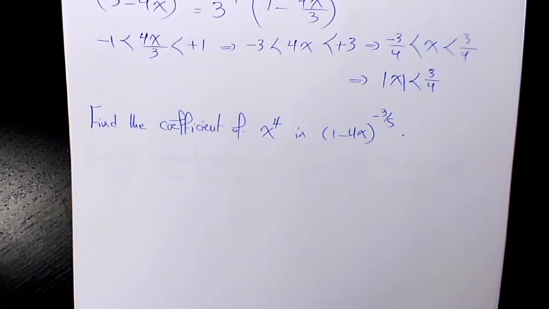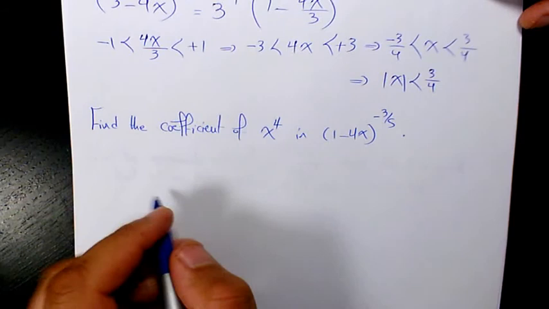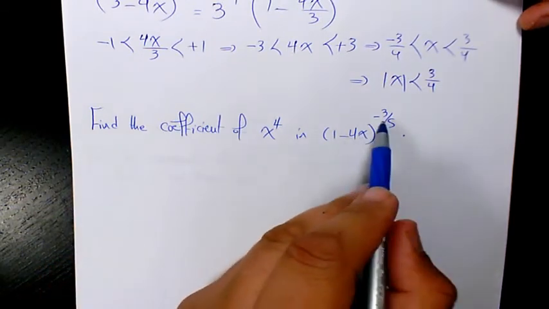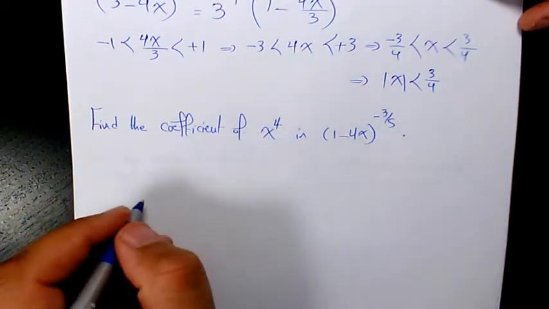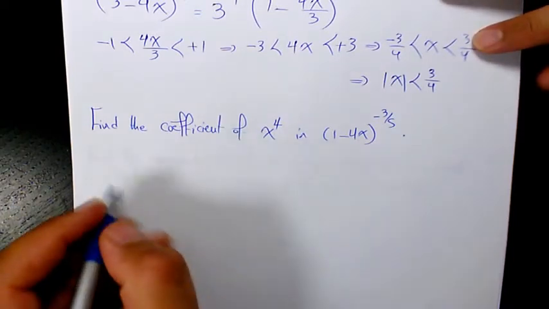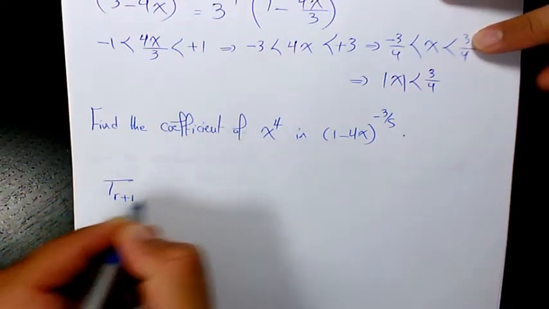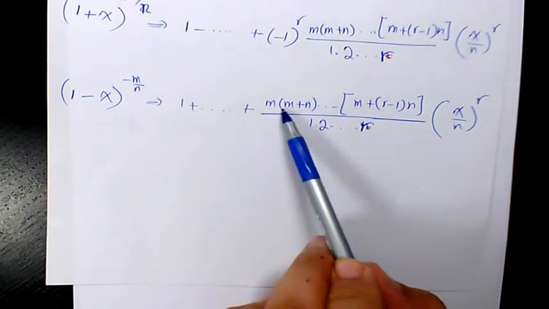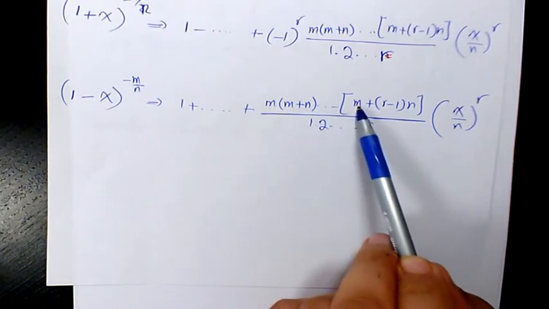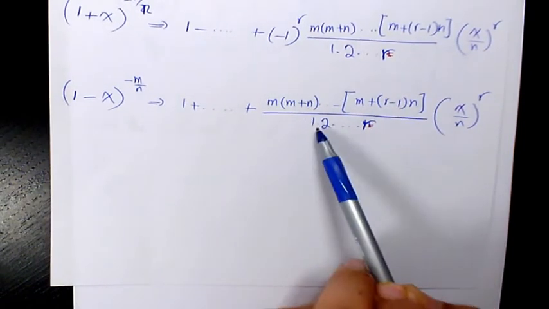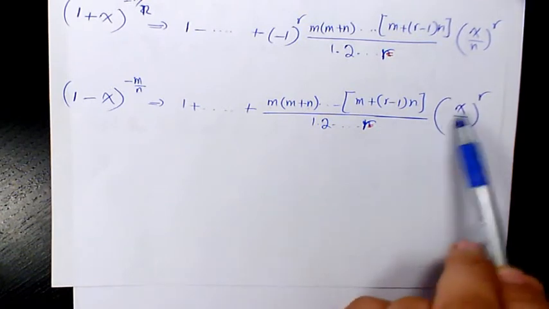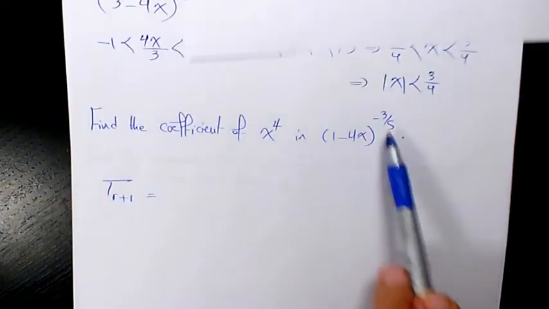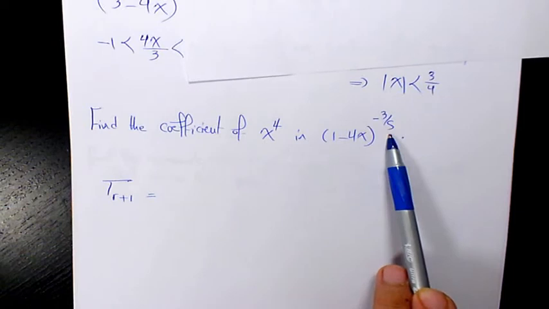So we can say (1 minus 4x) to the power of negative 3 over 5. We can say t(r+1) equals, for this format, m times (m plus n) times all the way to (m plus (r minus 1)n) over 1, 2, all the way to r, times (x over n) to the power of r. In this case, m is 3 and n is 5.